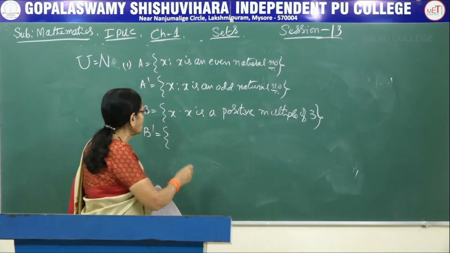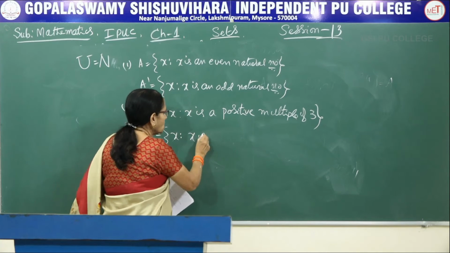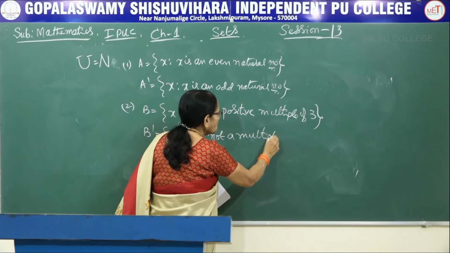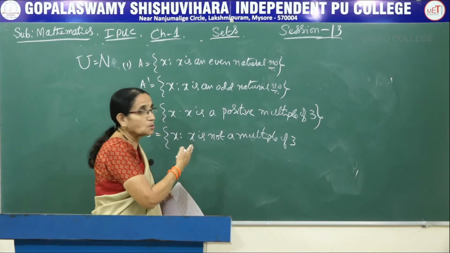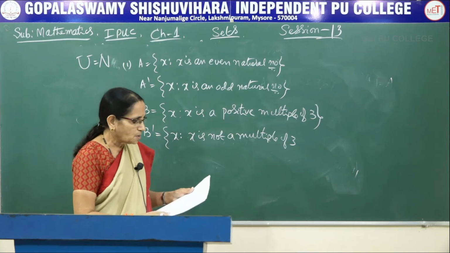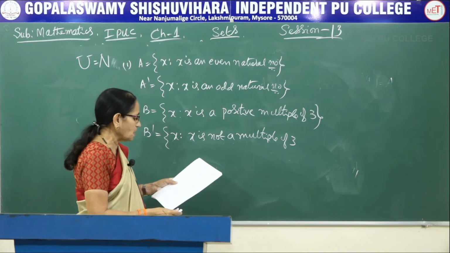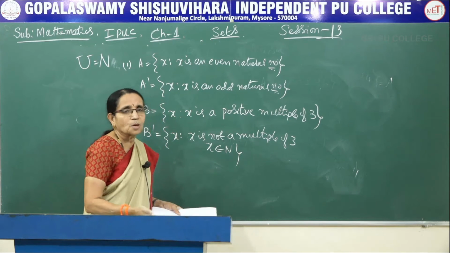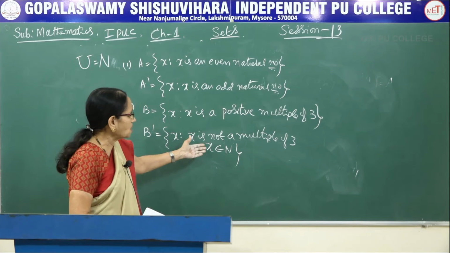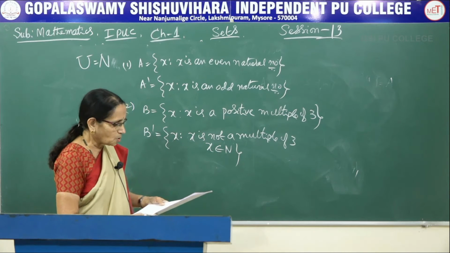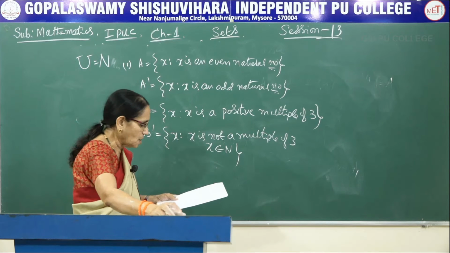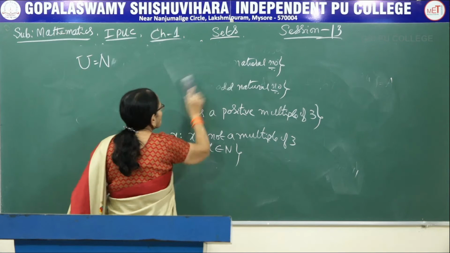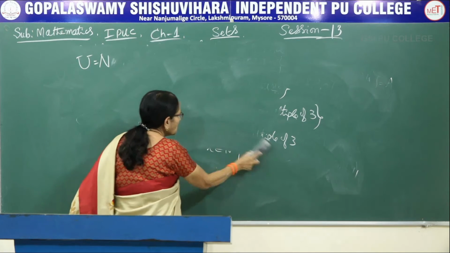There is no need to write all the elements. You write in the set builder form only. You write x is not a multiple of 3. It was x is a positive multiple of 3. You just write x is not a multiple of 3. Of course, you can write here x belongs to N, because the universal set is N only. So, you have to write x is not a multiple of 3 and x belongs to N here. That is the set of the natural numbers. Now, like this, when it is given in the set builder form, better you express that in the set builder form only.